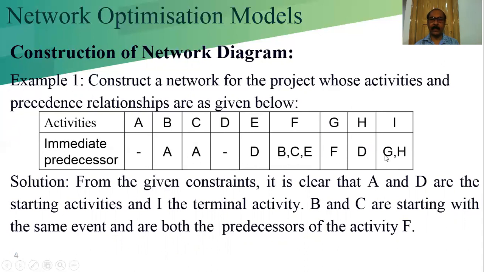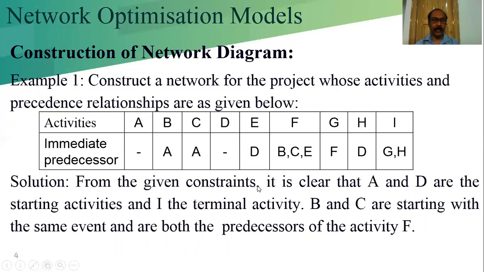Nowhere is the I in the predecessor notation. So I will be the last activity, which is entered into the N nodes, and these two going out from the start node. Now the solution.